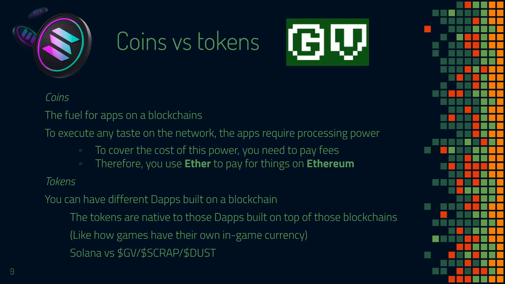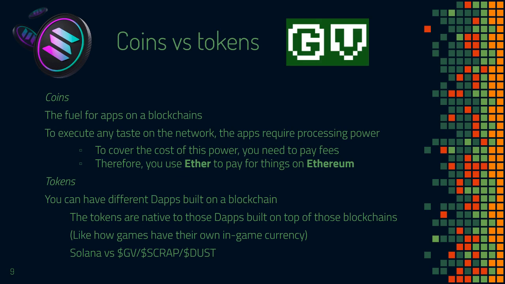So we're talking about coins versus tokens. Coins are the fuel for apps on a blockchain. To execute any transaction on the network, the apps require processing power. Basically, to cover the cost of the power, you have to pay fees. So any transaction that takes place on Solana has a fee associated with it. It might be a very small fee, but there's still a fee. You're essentially paying Solana to interact on the Solana blockchain.